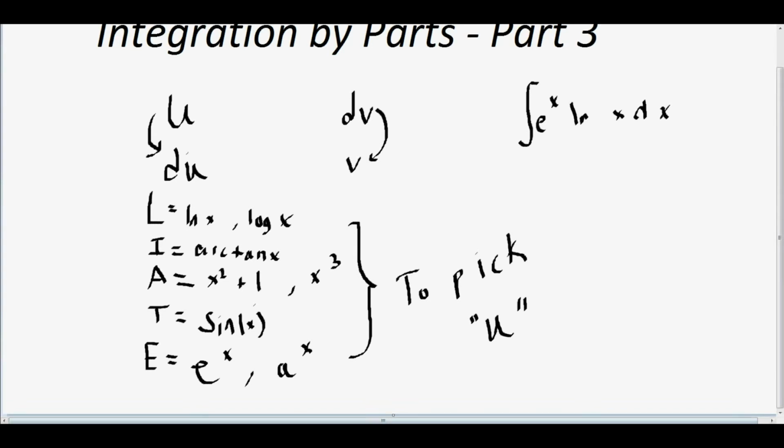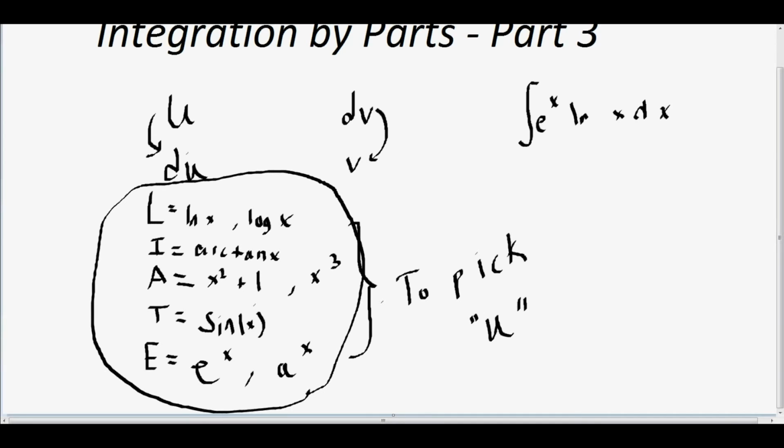The reason that this works is because, for your u, you want to have something that's either easily differentiated or not easily integrated, because you don't want to do a problem where your dv is something that can't be integrated. So if you just follow this mnemonic device to pick your u, pretty much every single time you're going to make the right choice.